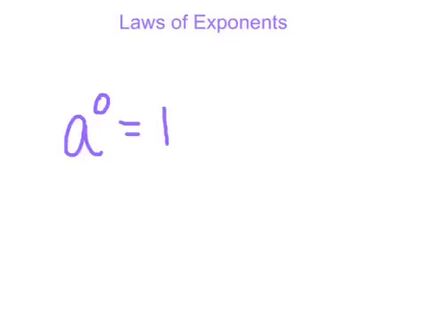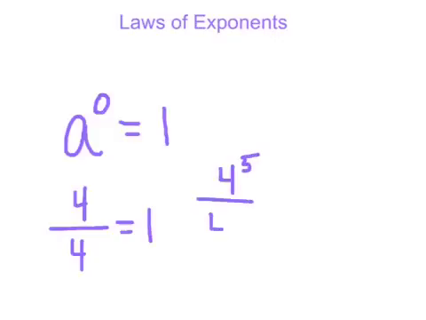So if we think about some of our old rules, if I had 4 divided by 4, that's something divided by itself. We know that to be 1. 4 divided by itself is just 1. And if we continue to think about it as something divided by itself, well, 4 to the 5th divided by 4 to the 5th, that's something divided by itself. That answer should be 1.